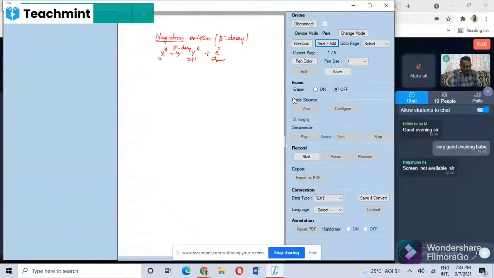For example, let me take an example. Hydrogen 1, 1 gives rise to helium 2, 2. Sorry, this is hydrogen 1, 2.